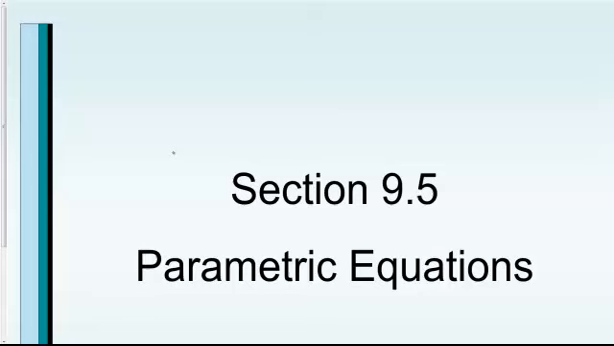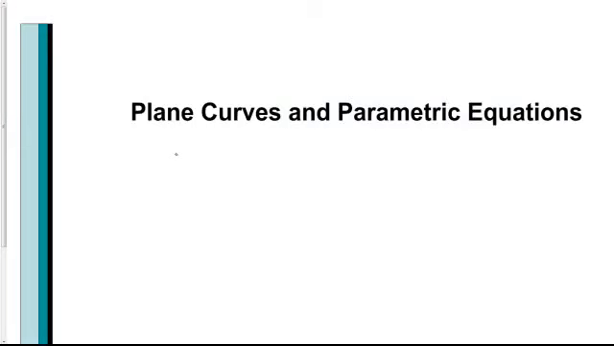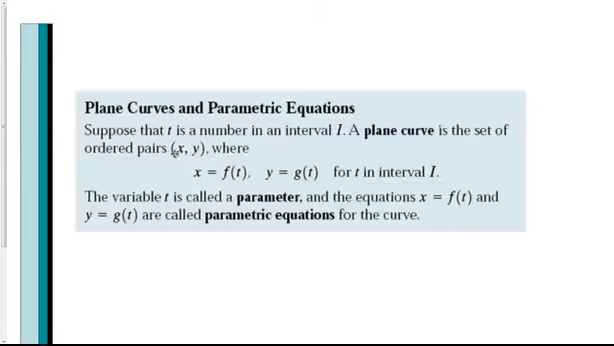Hello and welcome to section 9.5, where we want to begin the discussion on parametric equations. We take a look at a parametric equation that consists of plane curves. It says suppose that t is a number on an interval I, and then we have what we call a plane curve, which is a set of ordered pairs, x and y, where x is f of t and y is g of t, for t in the interval I.